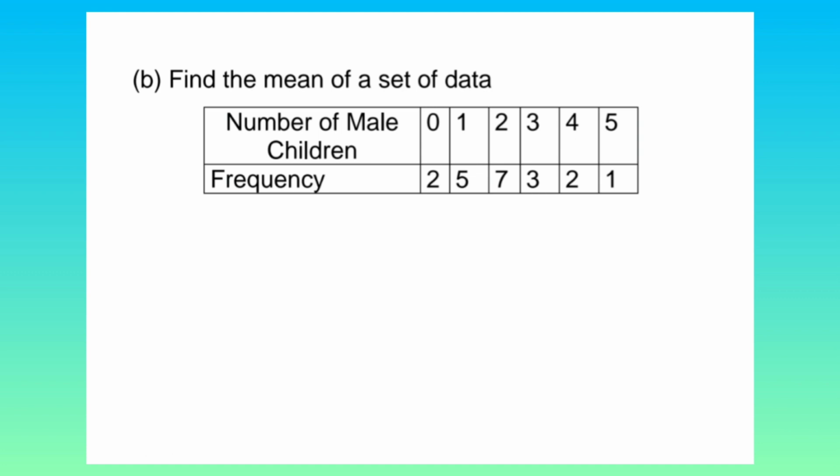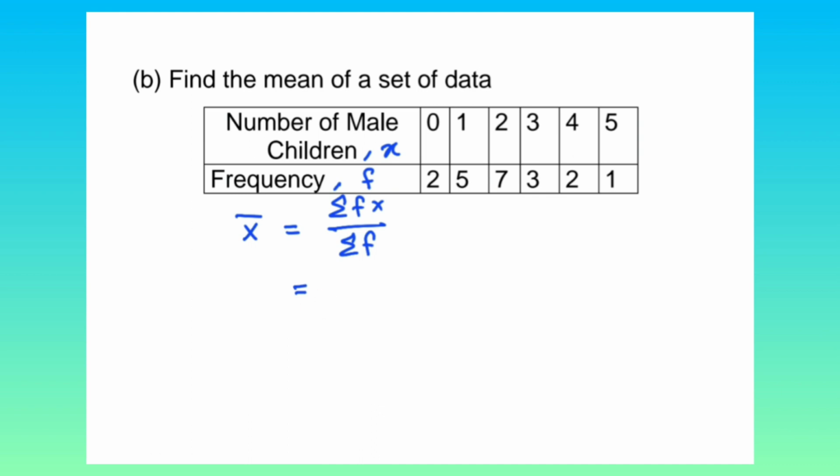For example B, the series of data is given in the form of a frequency table. So we want to find the mean of the given set of data. In this case, number of male children is represented by x, and frequency is represented by f. If we are given a frequency table, to find the mean we have the formula, summation of fx divided by summation of f.